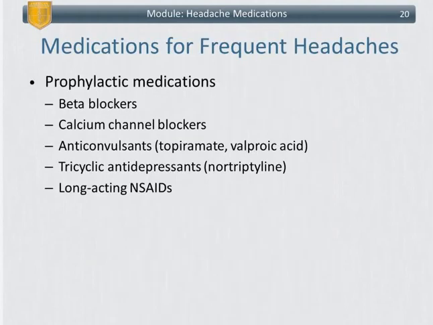Medications for frequent headaches. So for frequent headaches, you want to shift away from the abortive medicines and start using the prophylactic or preventative medications. These are basically beta blockers, calcium channel blockers, anticonvulsants, of which the most commonly used are topiramate or Topamax and valproate. Tricyclics, of which the most commonly used one in this setting is nortriptyline. And there could be an argument to use long-acting NSAIDs.